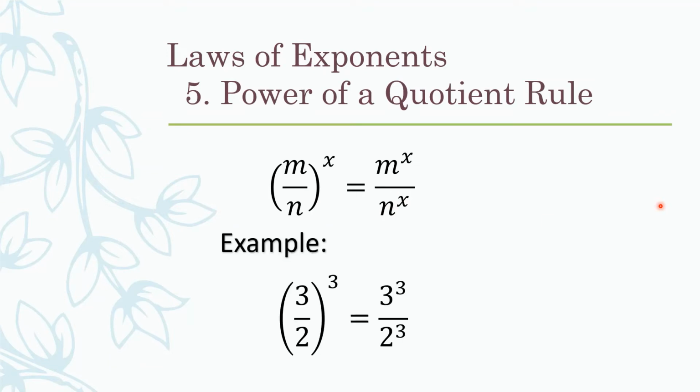Example. So, 3 over 2 cubed. So, 3 raised to 3 and then 2 raised to 3, which is just equal to 27 over 8.